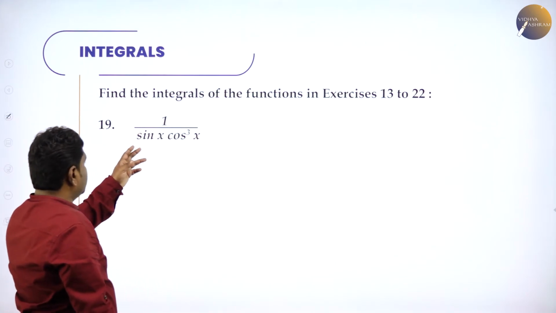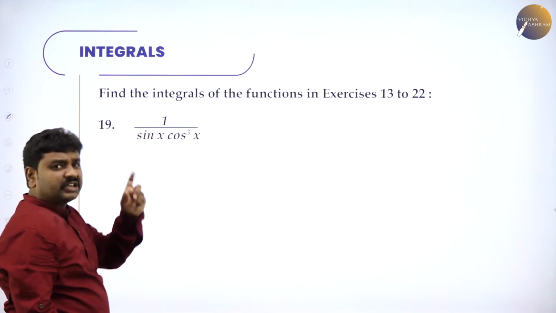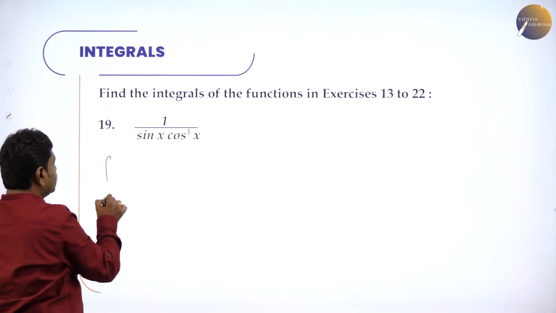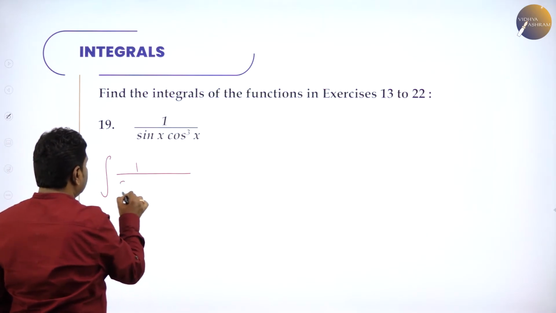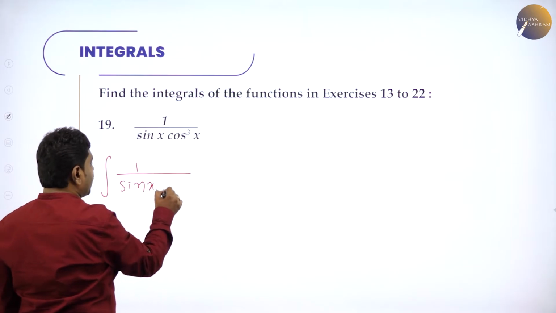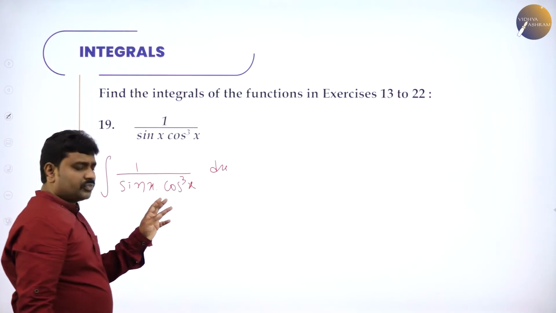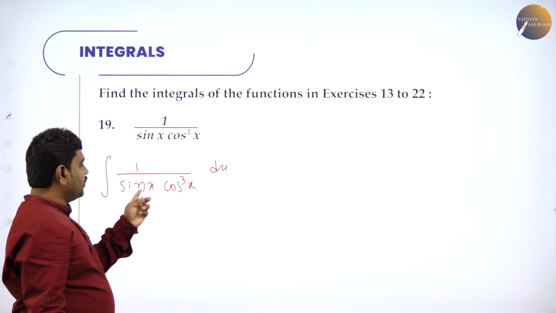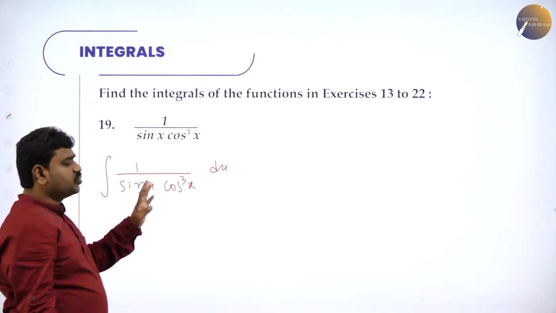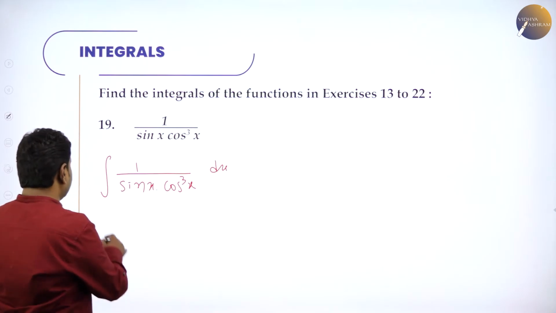Next, 1 by sin x into cos cube x. A little tricky question. Here thinking is very much required, and these are all POPs, practice oriented problems. There you can't sit and trial. See here, cos power is an odd number, sin power is an odd number. So cos power is more. Try to make it secant square. What I'll do is simple.